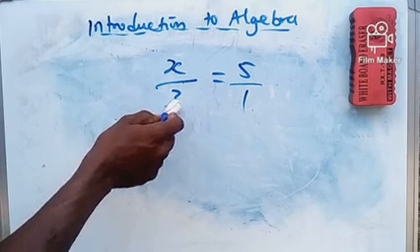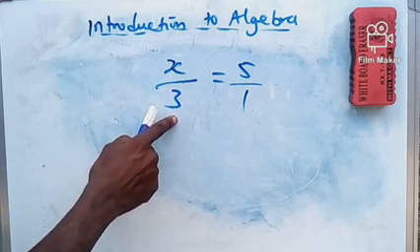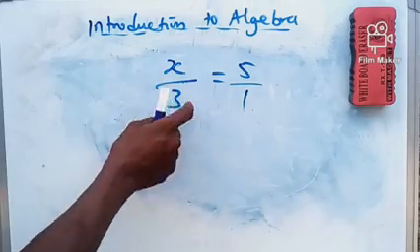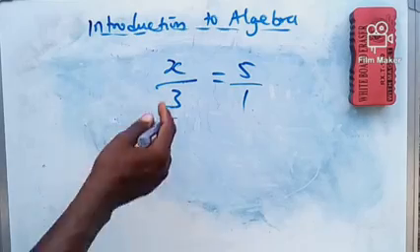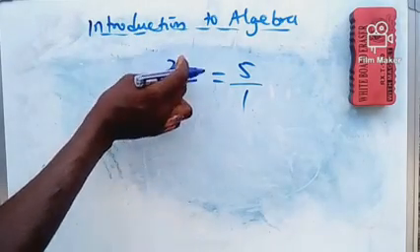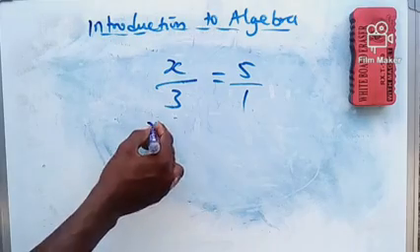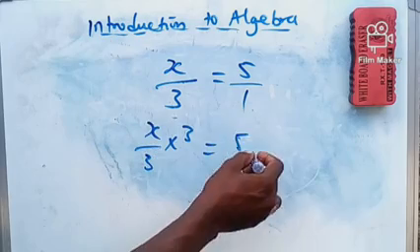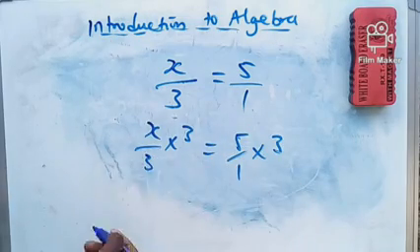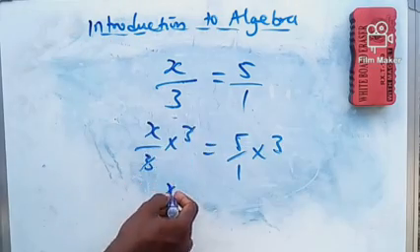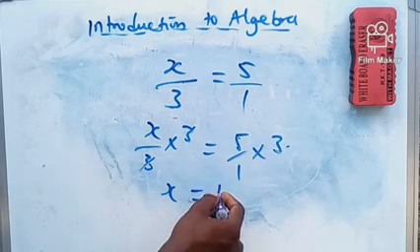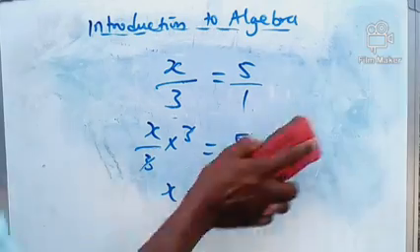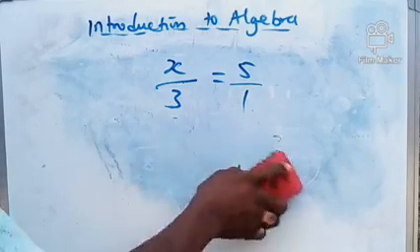So that being noted, the next thing you need to find out is, since this x over 3 is bounded by what? The factor of division. So what do you do? You simply multiply both sides by the divisor. Since I have x divided by 3 here, x and 3 are bounded by division, so I will multiply both sides. I will say x over 3 times 3 is equal to 5 over 1 times what? 3. And when I do that, the 3 cancels 3, and you have x standing alone. 5 times 3 will give you what? 15 over 1, which is the same as 15. And that is the answer.